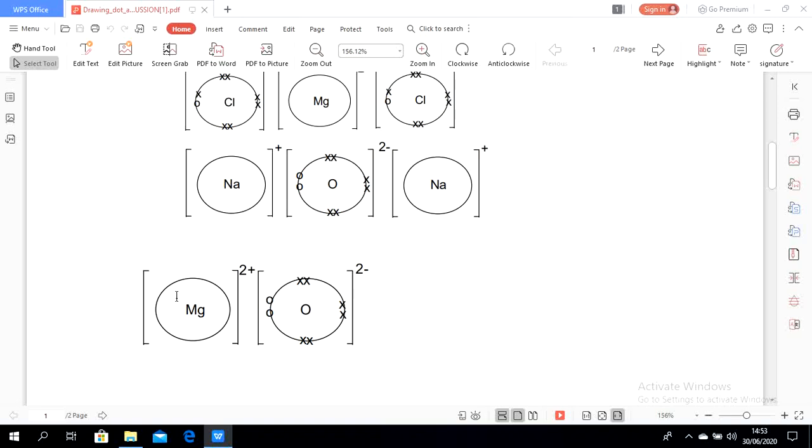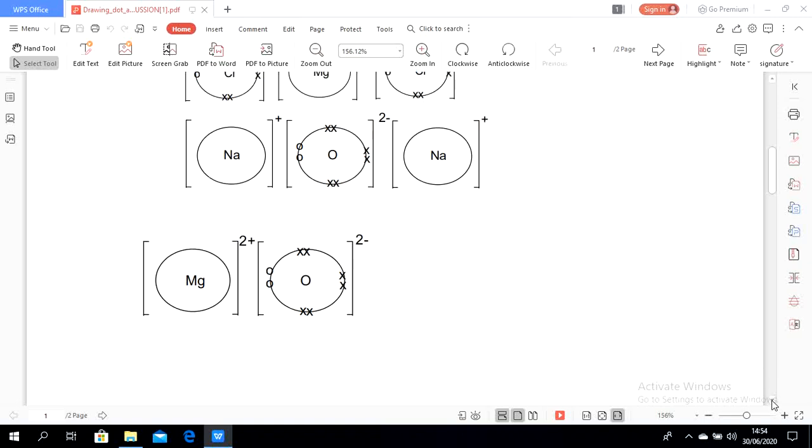And then with magnesium oxide, it will be the same as sodium chloride, magnesium chloride, and sodium oxide. Magnesium will lose 2 electrons in the outermost shell, transferring them to the oxygen. 1 oxygen gains 2 electrons.